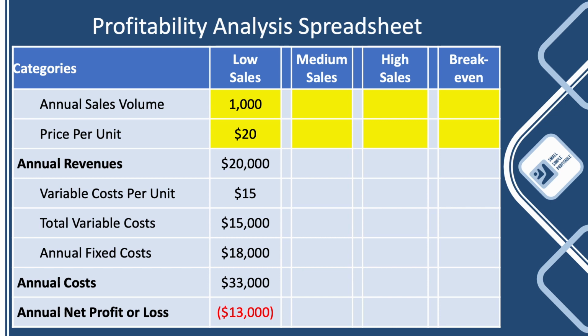In this example, annual revenues of $20,000 minus annual costs of $33,000 equal an annual net loss of $13,000. In the low sales column in this example, costs exceed revenues by $13,000, and the business would lose money for the year. This simple example helps you understand how this spreadsheet works.